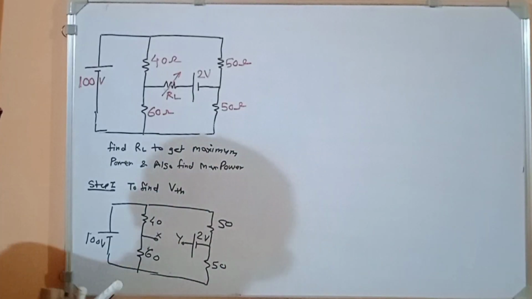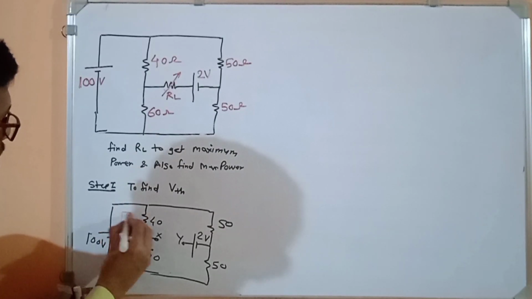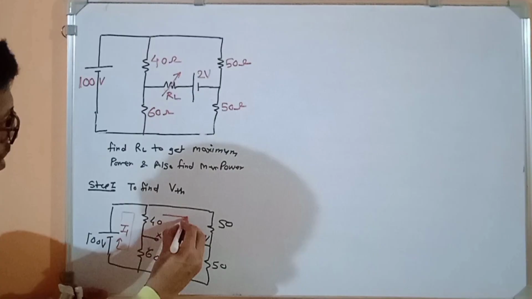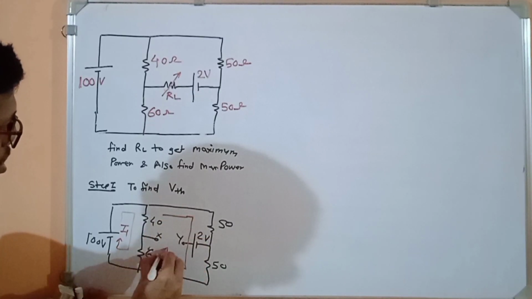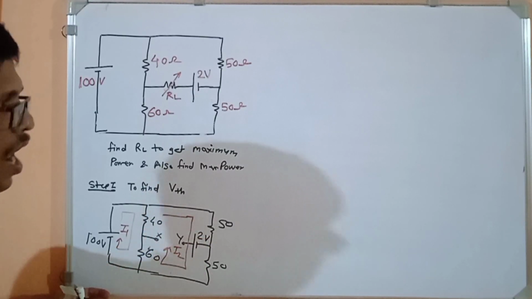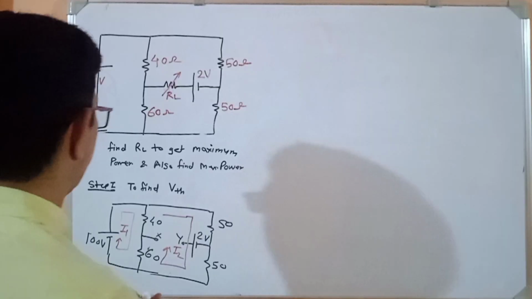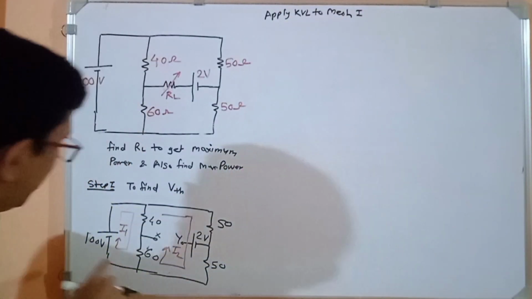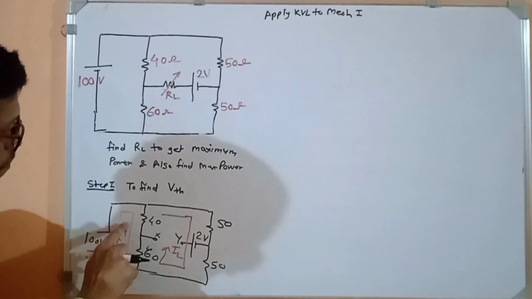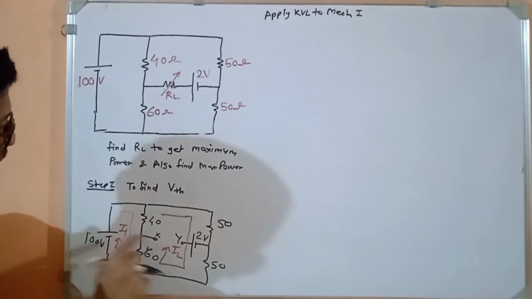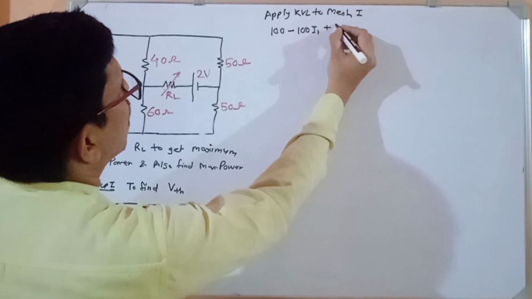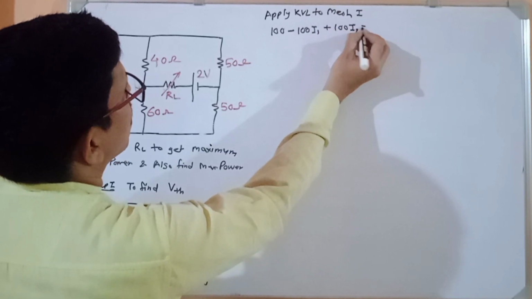Again we will apply mesh. Here there are 2 mesh. This is my first mesh which will give me I1. This is my second mesh which will give me I2. So solving mesh 1, what will I get? 100 minus 40 (I1 minus I2) minus 60 (I1 minus I2), so 100 plus 100 I2 is equal to 0.